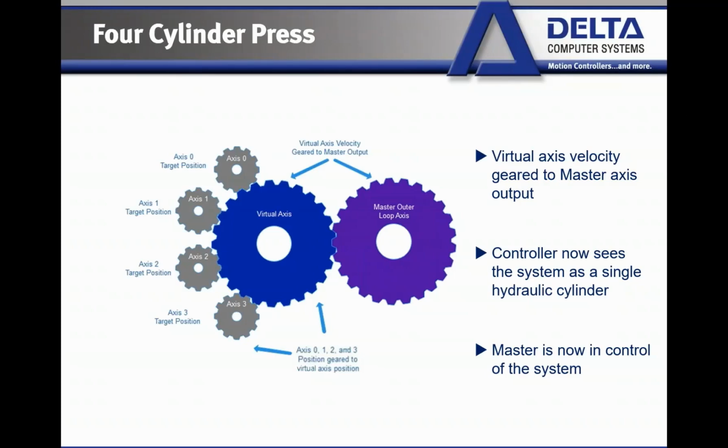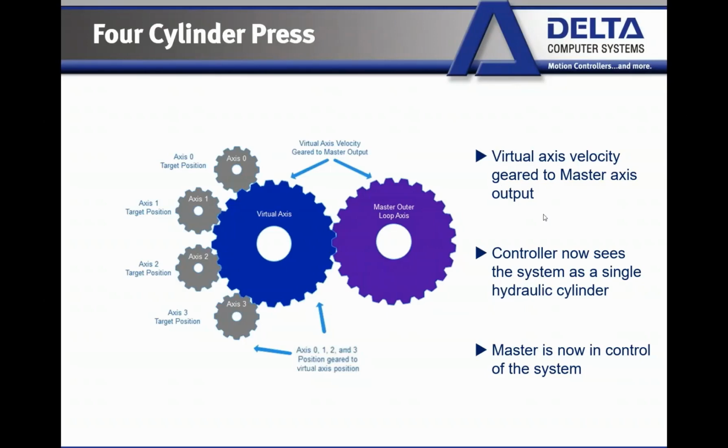We want it to have a force and have a position, but we don't want to constantly worry about leveling things. We want the controller to take care of all of that, and instead be able to focus on, I'd like to go to this tonnage or this position at this time, and make it nice and simple and not have to program and send commands to multiple axes. Instead, we only want to send commands to one axis to make it simple and easy to work with. So to do that, what I need to do is gear my virtual axis's velocity to my master axis output.